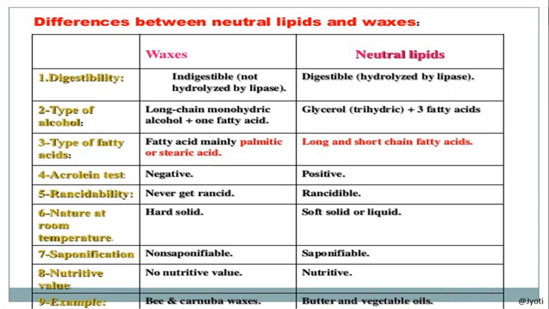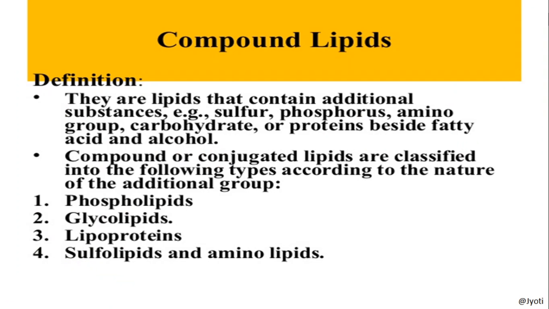And what is the nature of the wax at room temperature? It is a hard solid, and neutral lipid is either liquid or semi-liquid or soft solid. Okay, and waxes have no nutritive value, but the fats or neutral lipids have nutritive value. Examples of waxes are beeswax and carnauba wax, whereas examples of neutral lipids are butters and vegetable oils. Now, what are compound lipids?